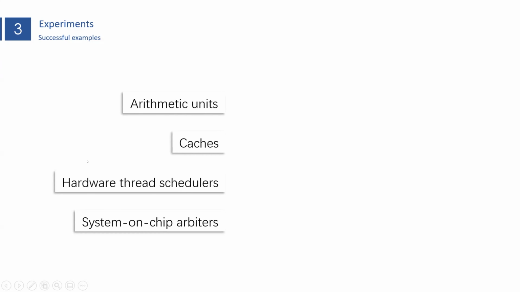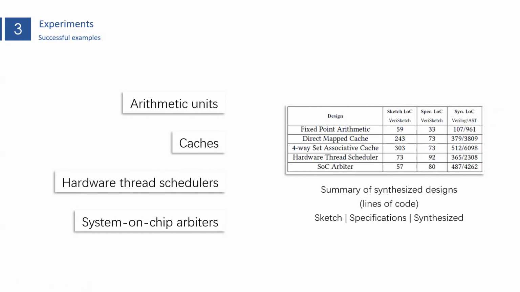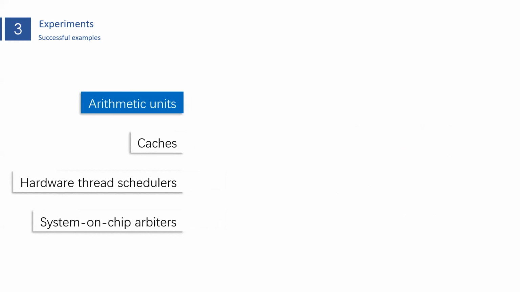So the authors demonstrate 4 examples of security critical hardware designs that they have successfully synthesized with their VeriSketch model. This table shows the code size for the biggest synthesized design in their experiment set, reported in terms of lines of code written in VeriSketch, for the sketch and the specification. The first one I'd like to talk about is the arithmetic units.